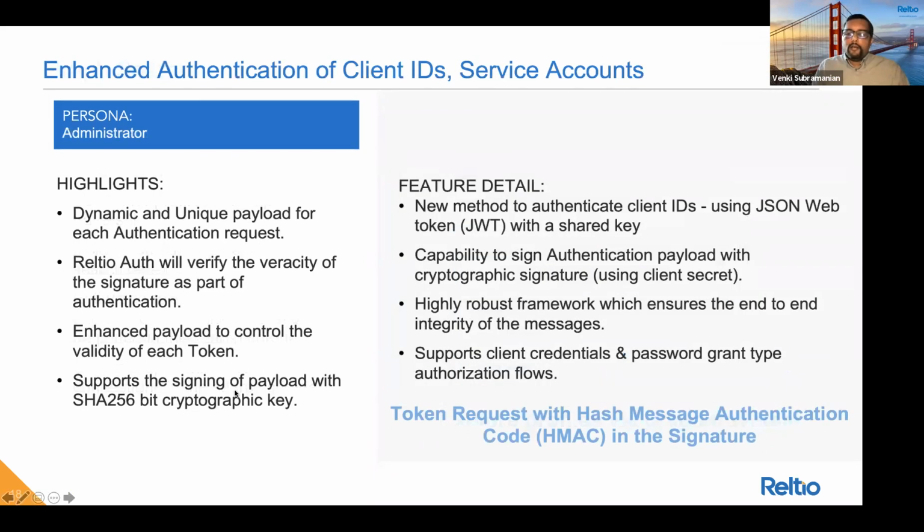Moving on. There are two other functionalities that I want to touch upon from a security perspective, both very important. First one is enhanced authentication of client IDs and service accounts. And you can see on the slide here, and of course, all of these details that we are going through, we will have detailed documentation also published on our documentation portal. So I'll encourage you all to go review that documentation and make use of this. What it provides is a new method to authenticate client IDs using JWT, JSON Web Tokens, with a shared key, with the capability to sign the authentication payload with a cryptographic signature. And overall, this enables you to have a more secure and robust authentication mechanism.